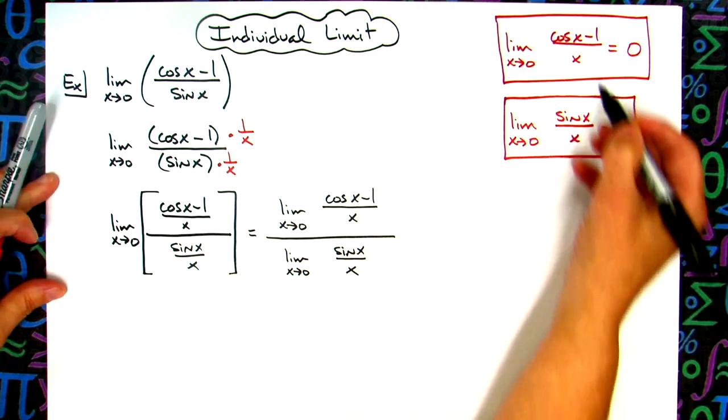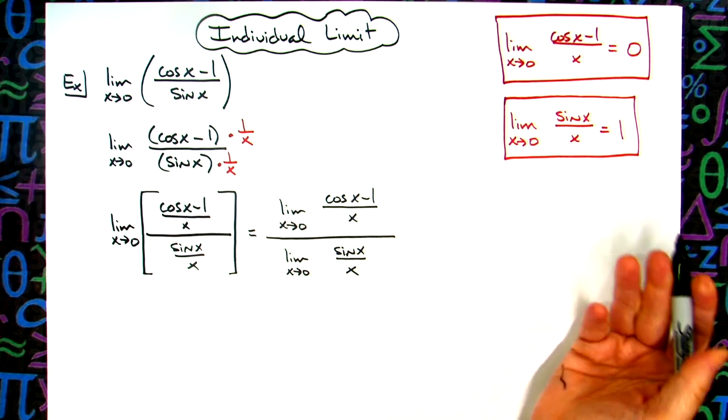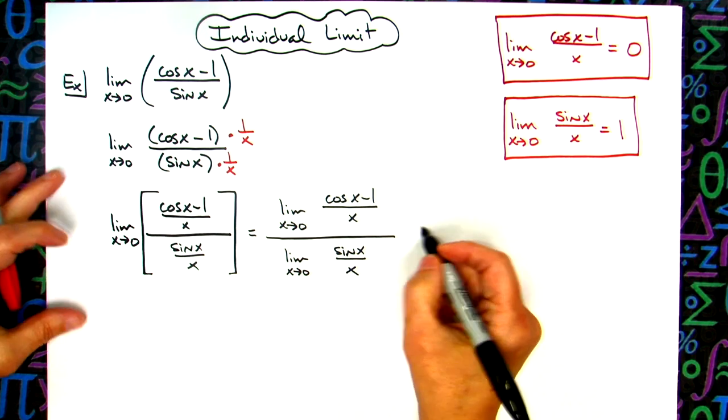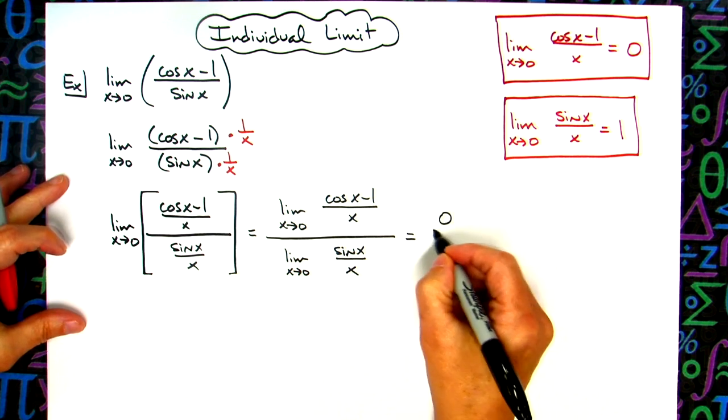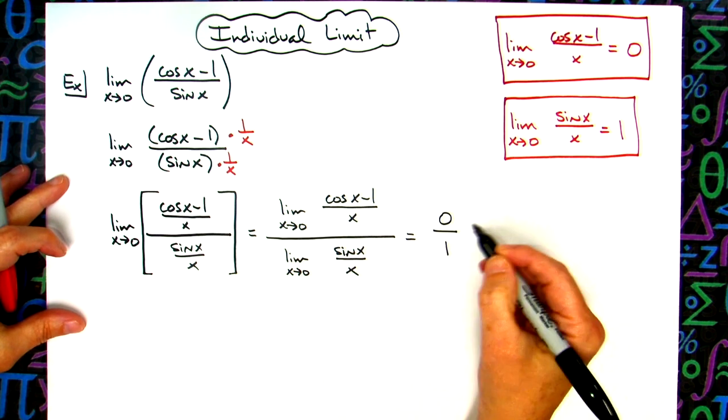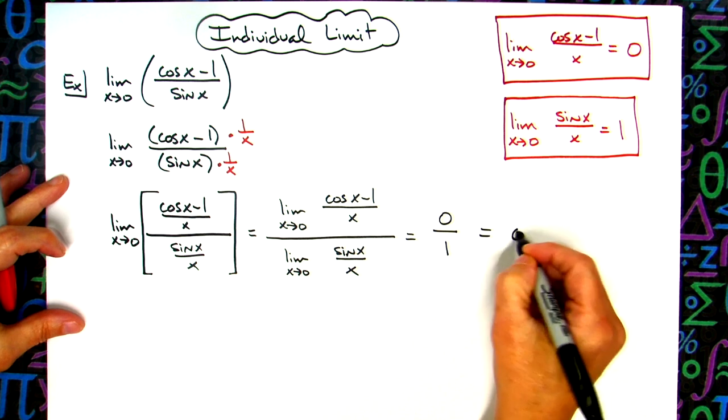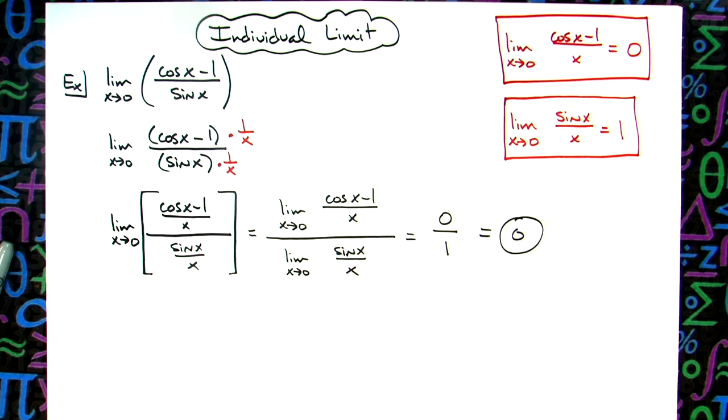So that gave us both of these. We already proved we know what those are. So then I'm going to have a 0 on top. I'm going to have a 1 on the bottom. 0 divided by 1 is 0. So that's a justification on working that out.